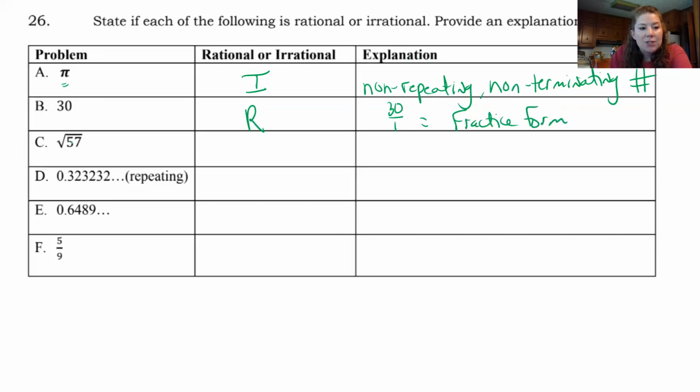All right, what about the square root of 57? Is that a perfect square? No, it's not a perfect square, which makes it irrational. If you're not sure, put it in your calculator. If you do, you're going to see that this is a non-repeating, non-terminating number.